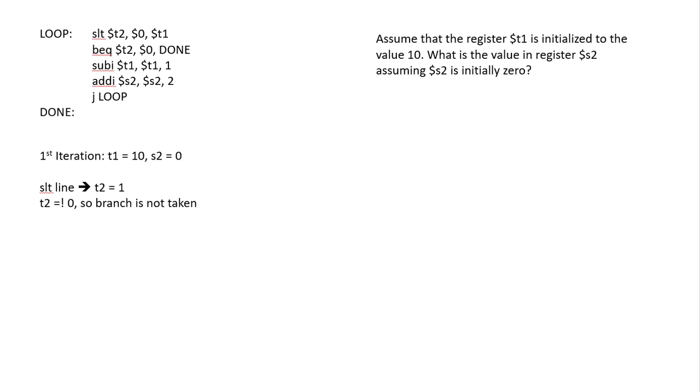Our next instruction, BEQ, branch on equal. Our value T2 equals 1. So it does not equal 0, and our branch will not be taken. So we continue down. Next instruction, subtract immediate, where we subtract our immediate value from our register and store it over here. This would be like an equivalent C statement, T1 equals T1 minus 1. So our T1 of 10 now becomes 9.